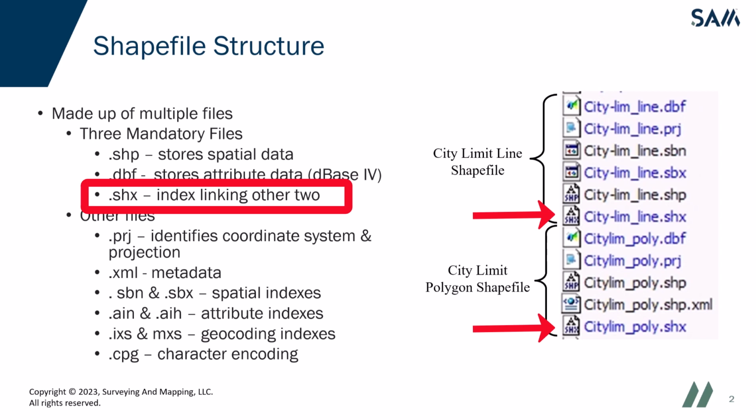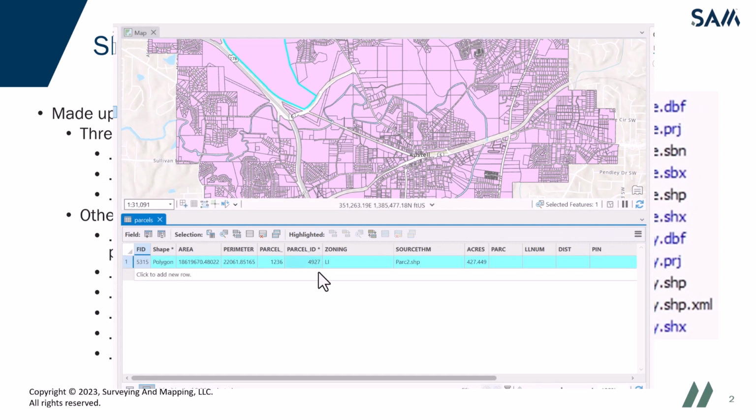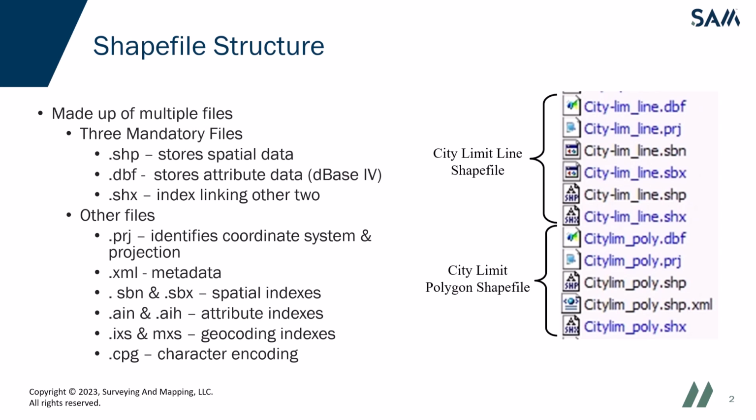This is an index file that links the SHP and the DBF together. So when I do things like you saw just a second ago, when I select, in that case, a parcel polygon, it also selects the related row or record in the attribute table, or vice versa. I can select a row or record in the attribute table, and it will also select the associated spatial feature. The SHX is the file that links that together so that happens.